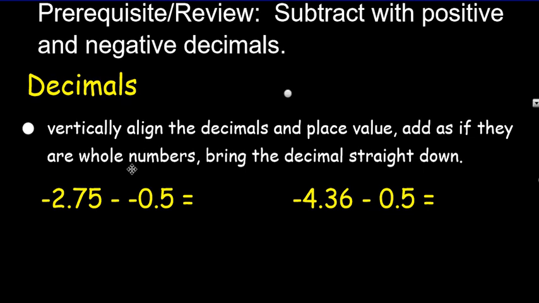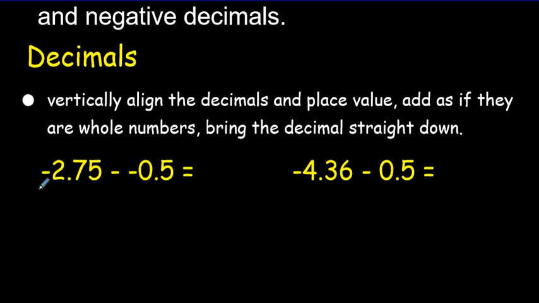And when we're subtracting with positive and negative decimals, again, we want to do the same thing. We're going to use keep, change, opposite, or add the opposite. So in this case, my first sample problem, I'm going to keep the first number the same, and I'm going to change the minus to a plus. Negative 5/10 becomes its opposite, which is positive 5/10.